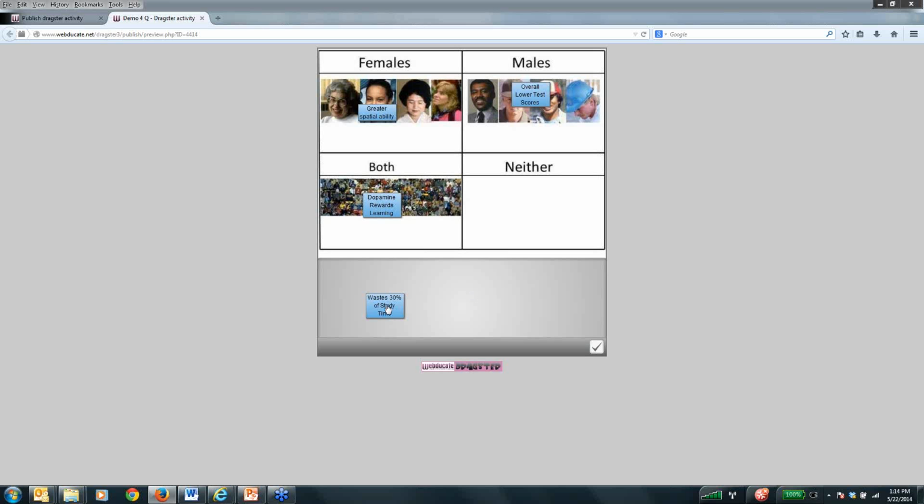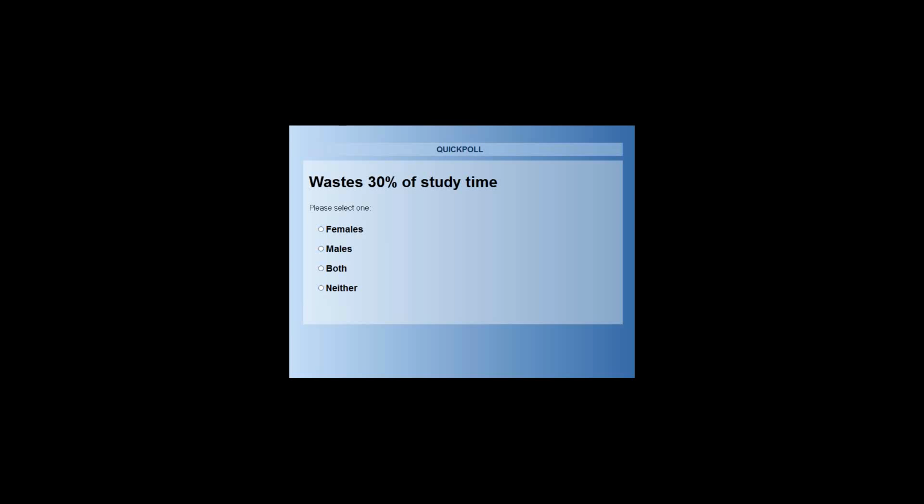Okay, and that one was 67% for both. Waste 30% of study time? 67% of both males and females on the dopamine rewards learning poll. Oh, okay, good. So now let's go to the fourth question. We're going to the wasted study time question poll. Here we go. The poll is launched.